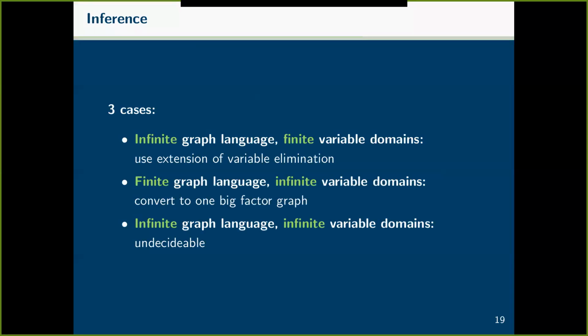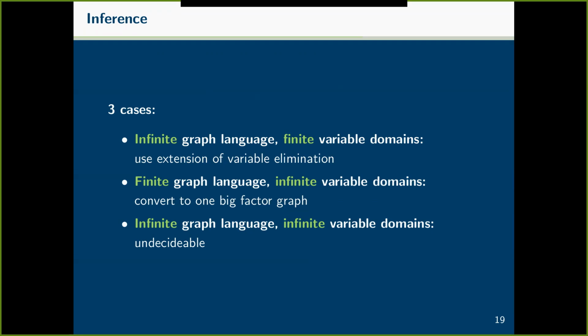So in our paper, we talk about three cases for inference. We talk about the case where it's an infinite graph language. So the grammar might generate an infinite number of graphs, and therefore that Z sum is going to be infinite. But if all the variable domains are finite, so if it's a variable that ranges over a fixed set of tags rather than over the entire set of natural numbers or something, then we can use an algorithm which we've developed, which is an extension of variable elimination.